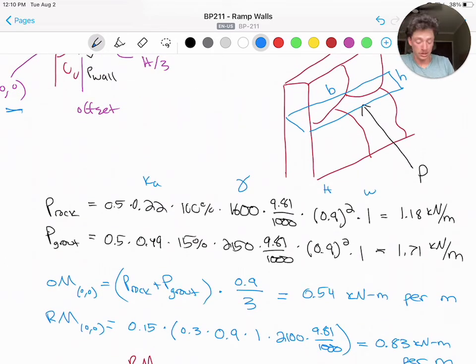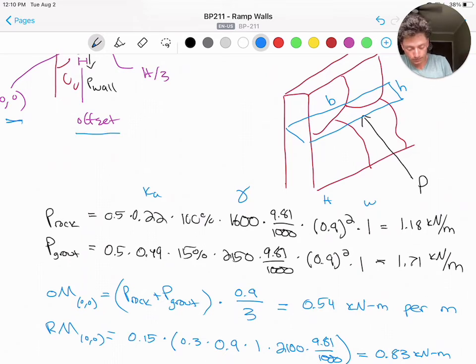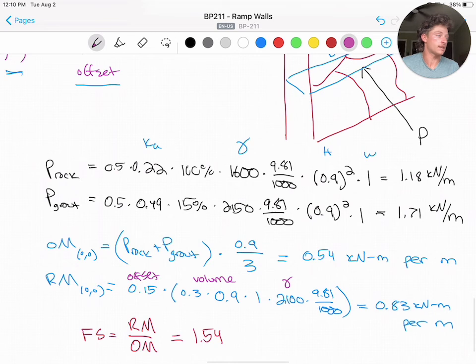as the P rock plus P grout applied at that 1/3 height, and our restorative moment, which is going to be the offset of the wall, so 1/2 the 30 centimeter wall, the volume of the wall, that 1 meter tall or 3 lift tall section of wall, times its density. And ultimately, for our worst case scenario example here, we can get a factor of safety, restorative moment over overturning moment, and that's going to be 1.54.